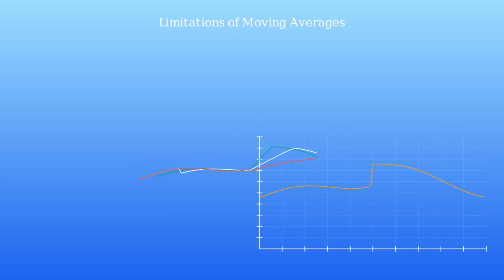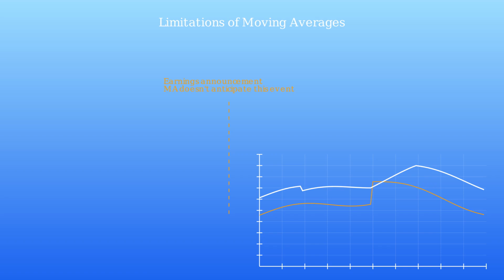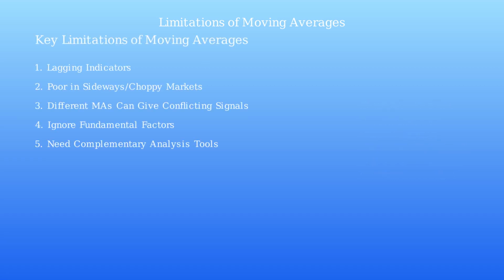Third, different types of moving averages and time periods often produce conflicting signals, leaving traders uncertain which one to follow. Fourth, moving averages don't account for fundamental factors affecting stock prices, such as earnings announcements, economic data, or industry developments. Finally, because of these limitations, moving averages should be used in conjunction with other technical and fundamental analysis tools to confirm signals and provide a more complete market picture. Being aware of these limitations helps traders use moving averages more effectively as part of a comprehensive trading strategy.